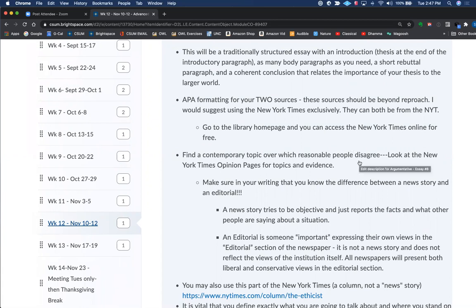Although that was self-explanatory when I started teaching, a contemporary topic over which reasonable people disagree is becoming a debatable statement in itself. You guys are the next generation. You probably don't think reasonable people disagree over whether climate change is real or whether it's happening at all. Probably the verdict's in there. So let's say we want to talk about climate change.